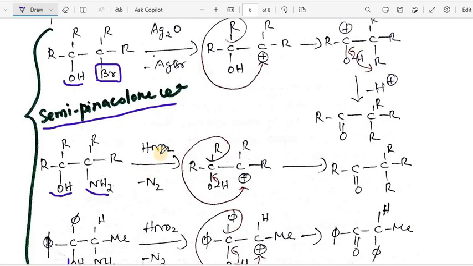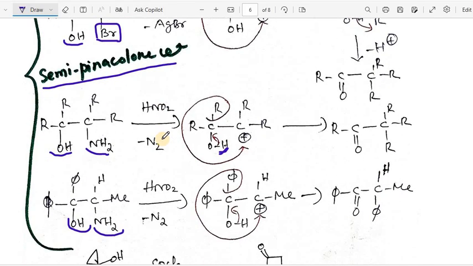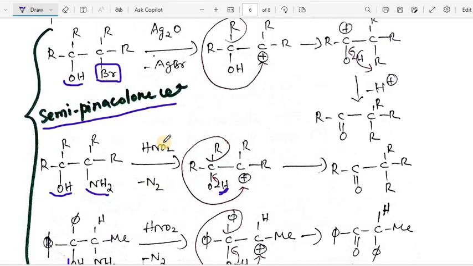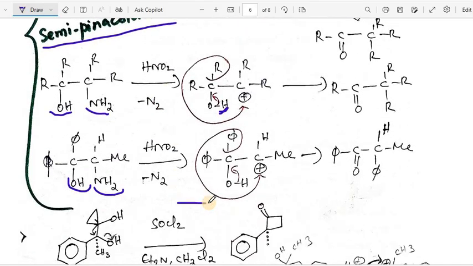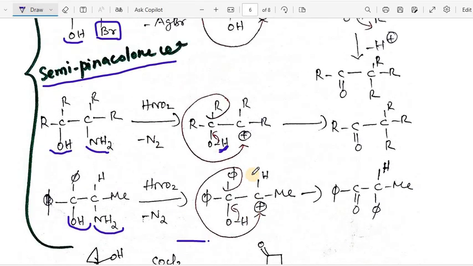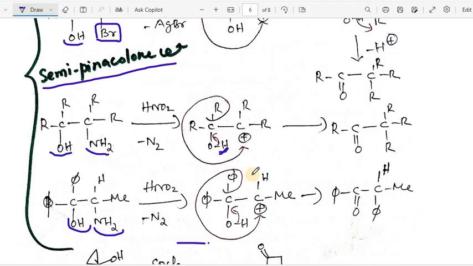In the presence of nitrous acid, nitrogen will be removed, and we will get a carbonium ion as usual, and there occurs, as usual, a 1,2 alkyl shift and removal of H plus, and there is a formation of ketone here. These reactions are called semi-Pinacolone rearrangement, semi-Pinacole rearrangement.